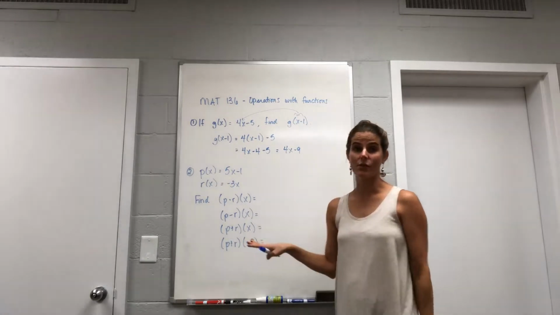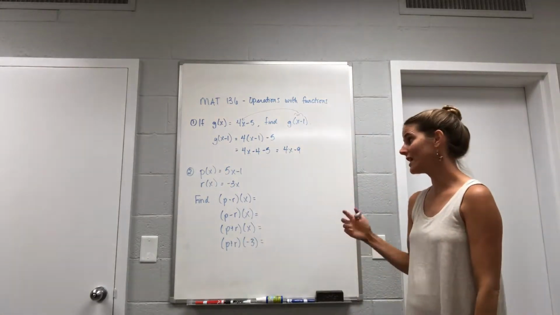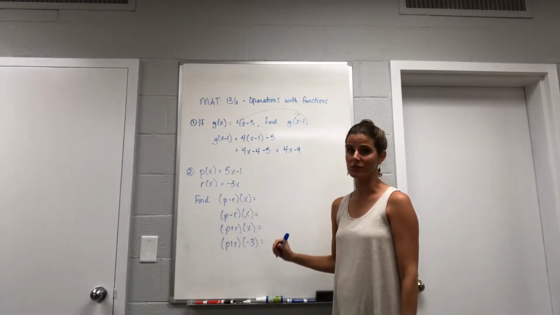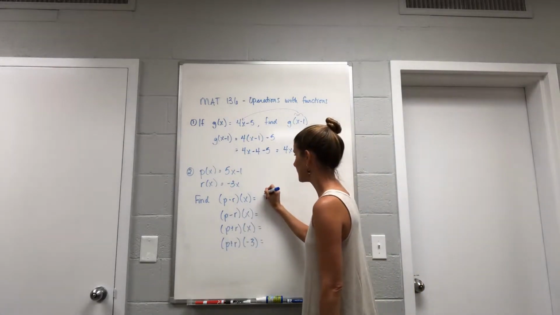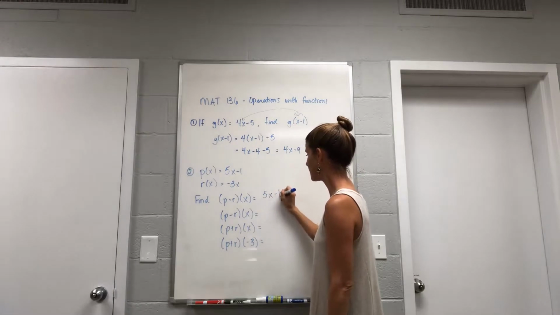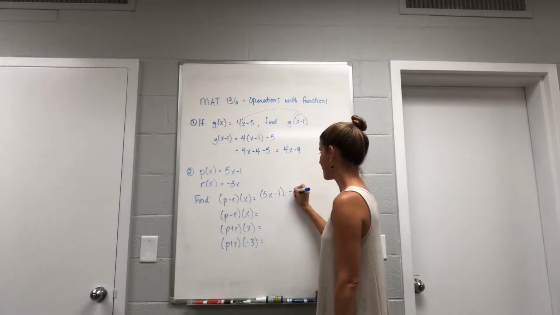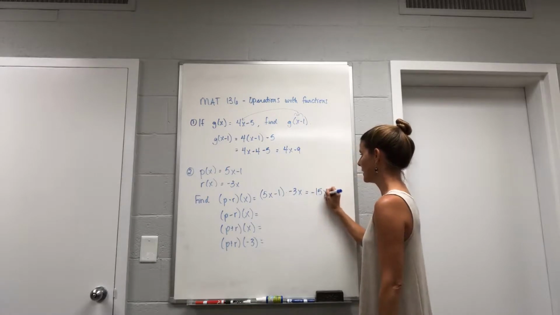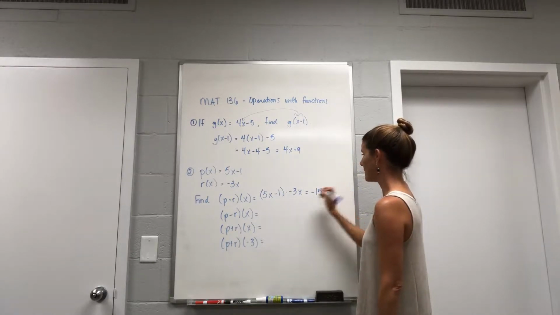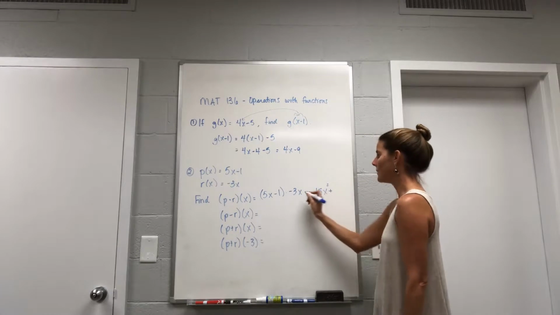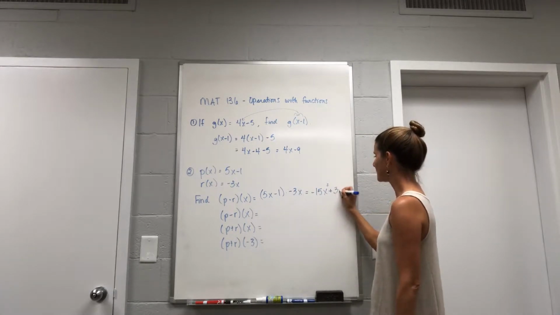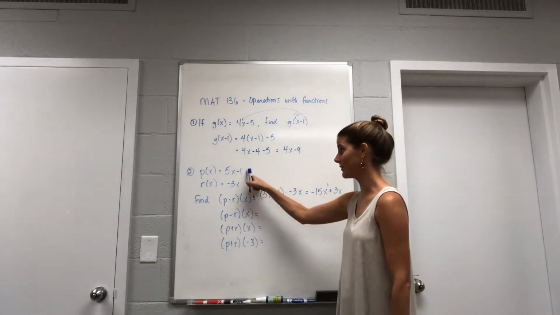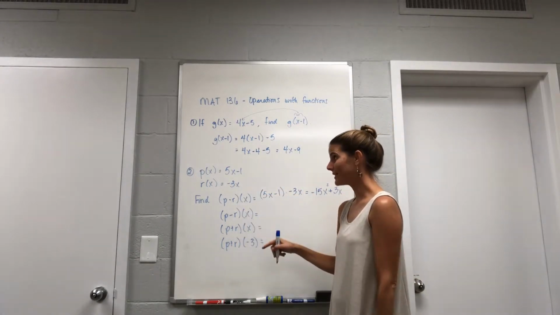This is pretty straightforward, the operations with functions. This is p times r of x, so it's just multiplying the two functions together. So you would literally just take 5x minus 1 times the negative 3x. And multiplying, this will give us negative 15x squared, distributing, plus 3x. So we just literally multiply the two functions together. This times this.